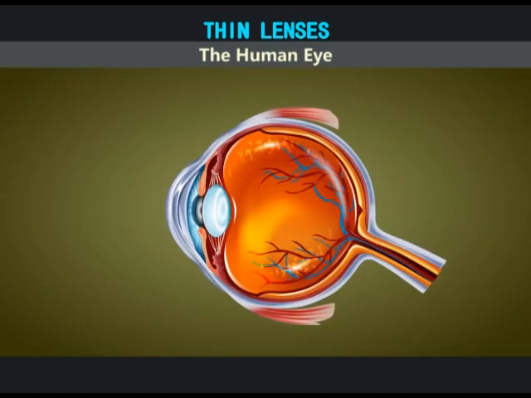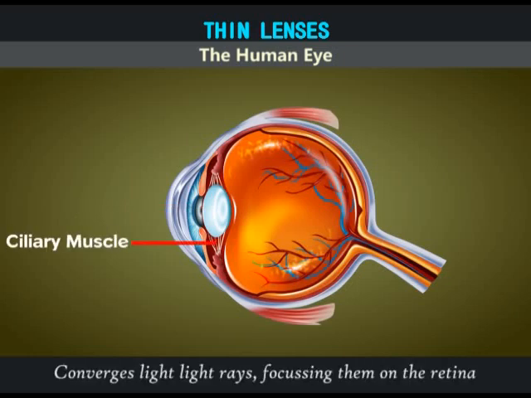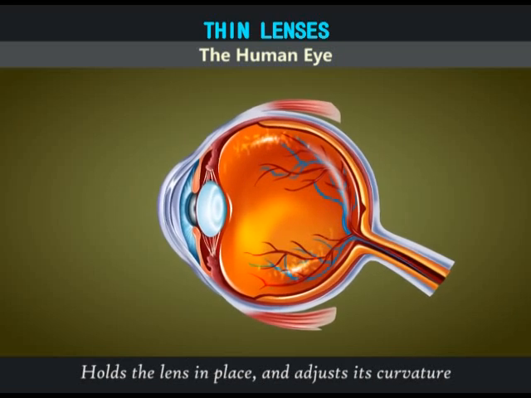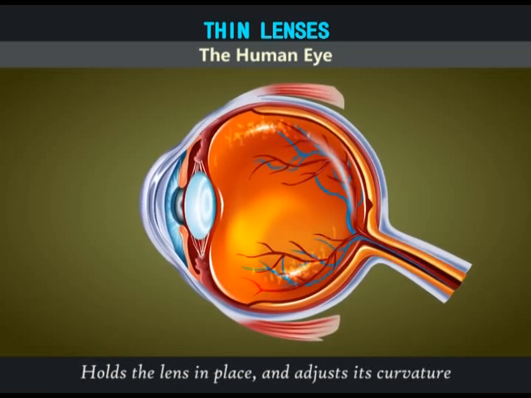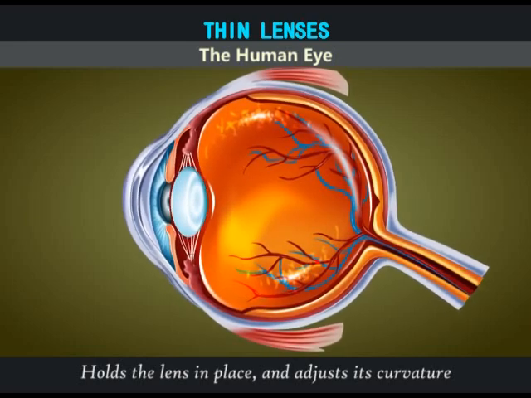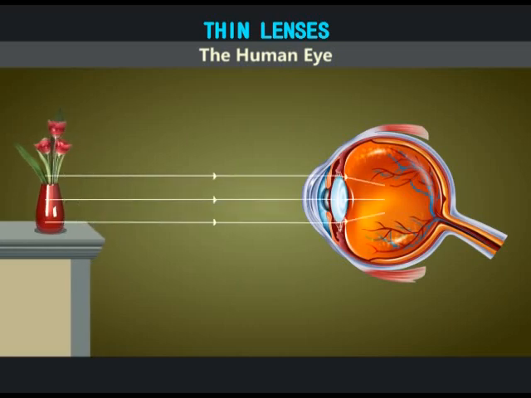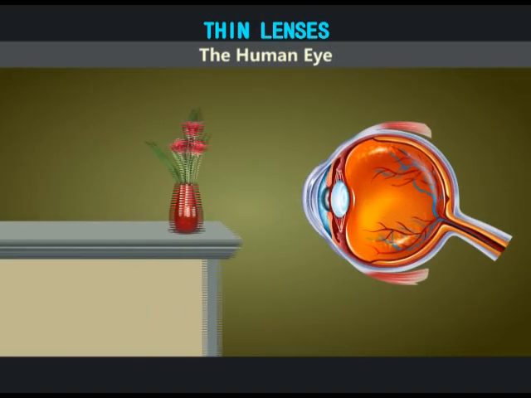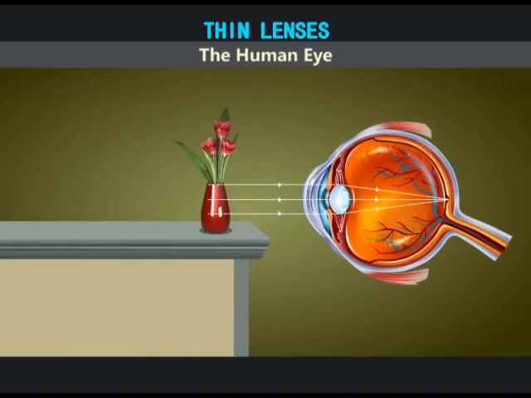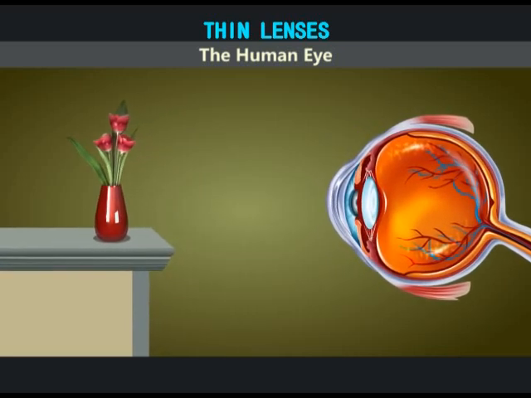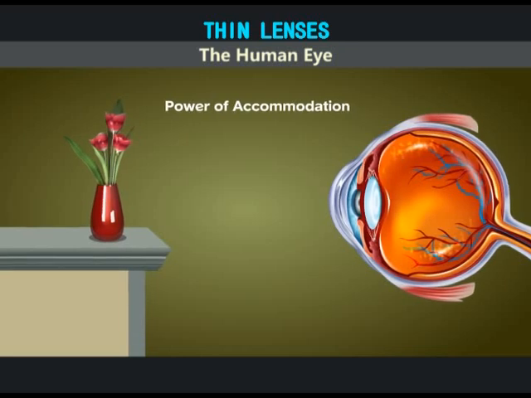Situated behind the pupil is a colorless, transparent, crystalline convex lens surrounded by the ciliary muscles. The muscles hold the lens in place and help to change the focal length by adjusting the curvature of the lens. To view a distant object, the muscles relax, the lens becomes thin, and the focal length increases. To view a nearby object, the muscles contract, the lens becomes thick, and the focal length decreases. This ability to adjust its focal length is called the power of accommodation of the eye.